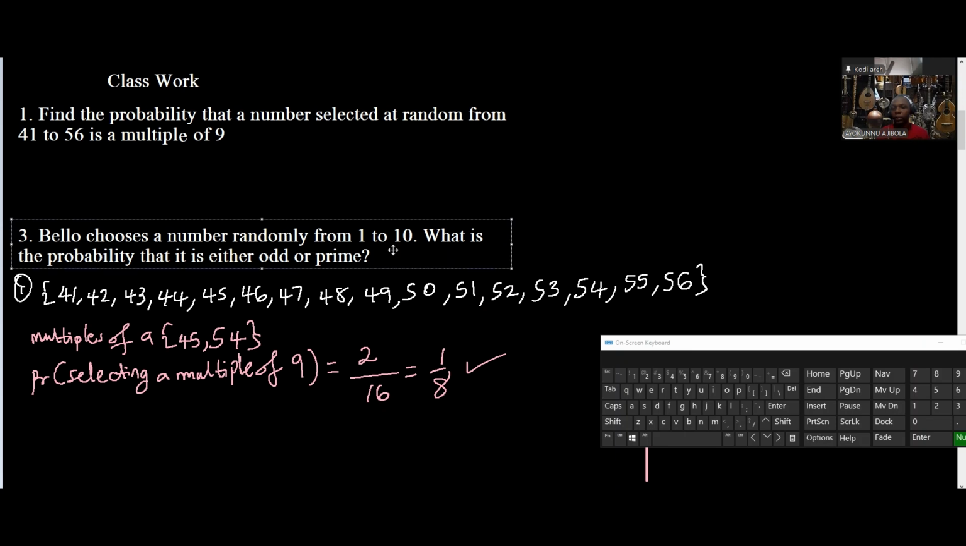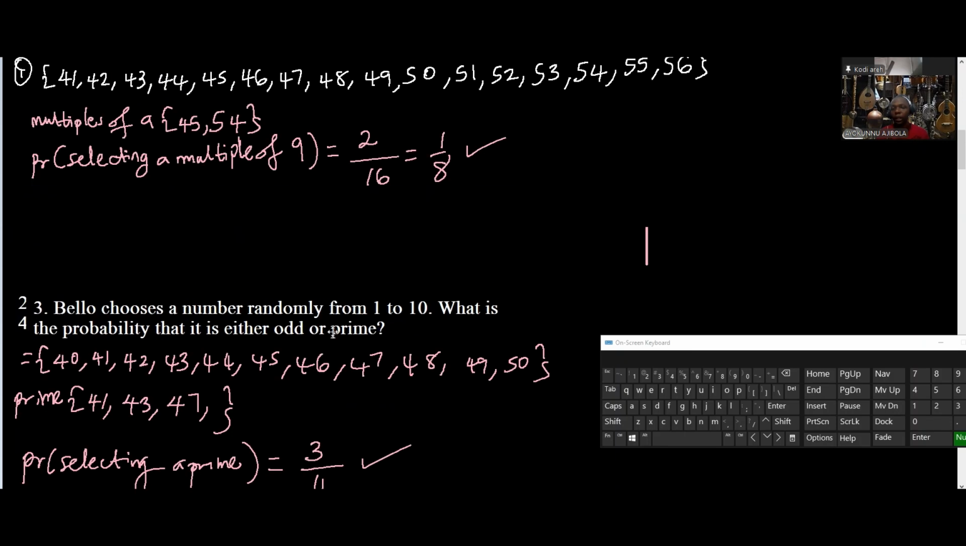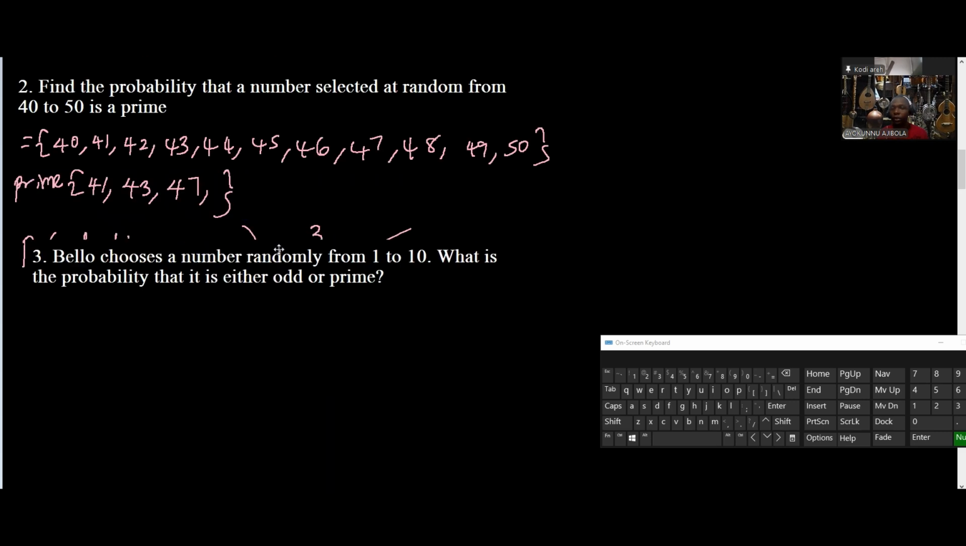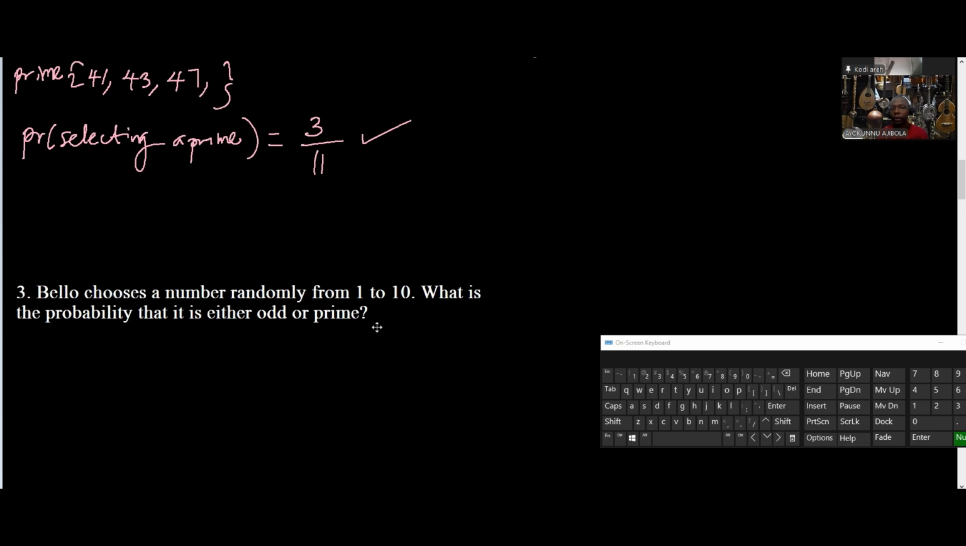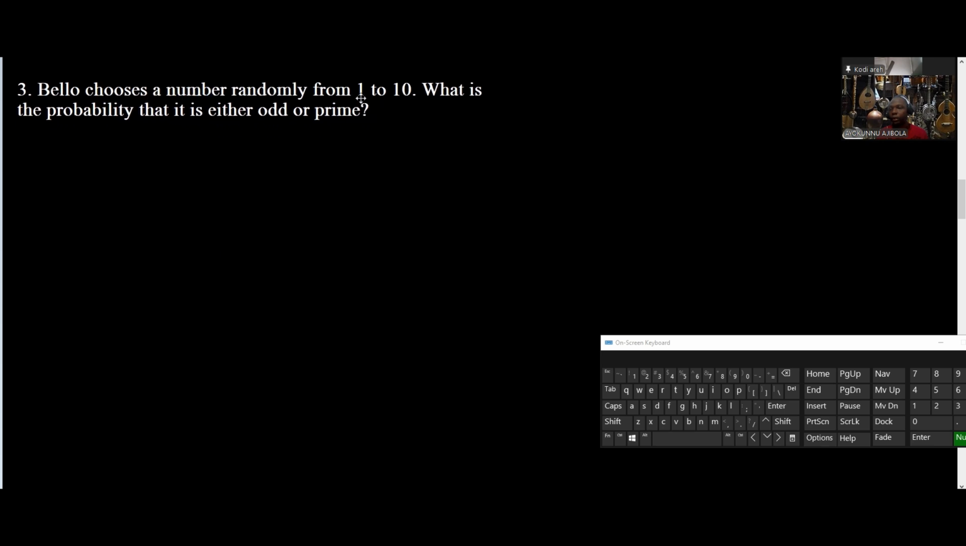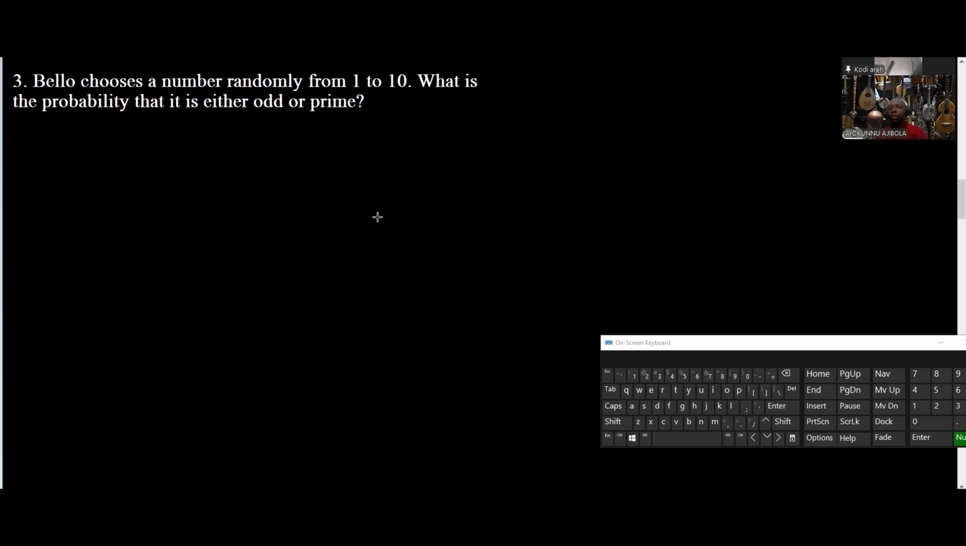Then I will give you another set of 3 questions to try. So now here's the third one. Bello chooses a number randomly from 1 to 10, what is the probability that it's either odd or prime? You remember, or in probability means plus. So probability of odd plus probability of prime.